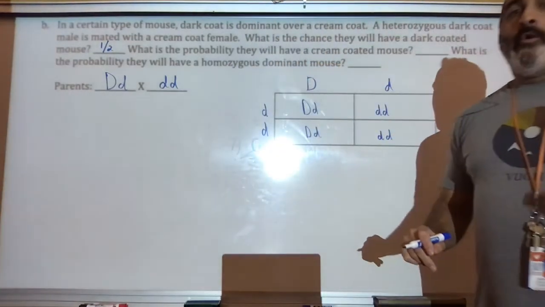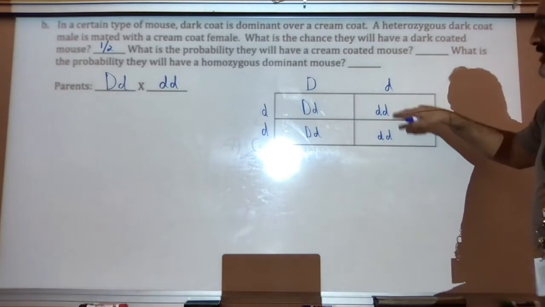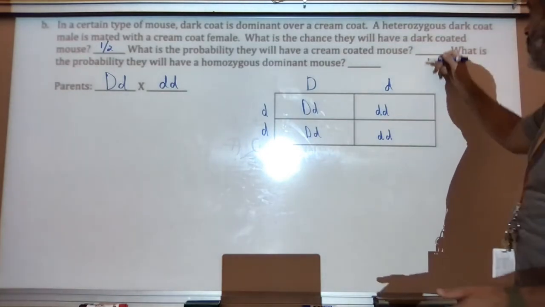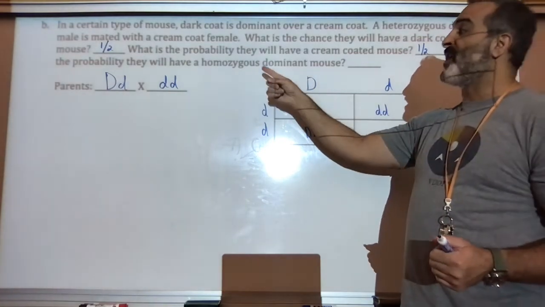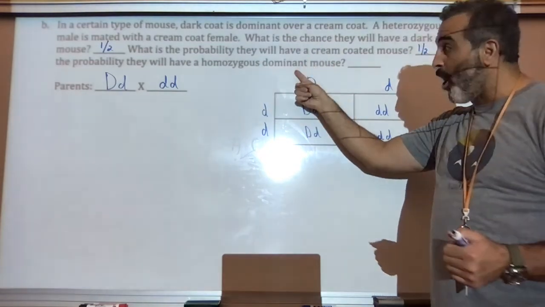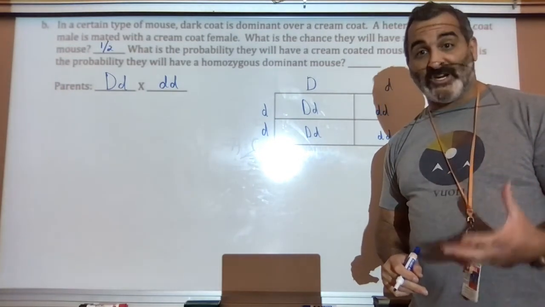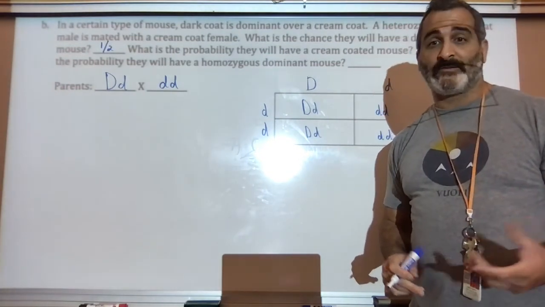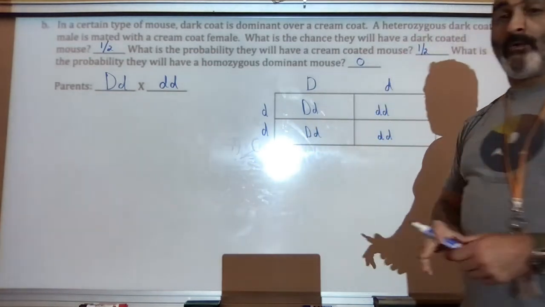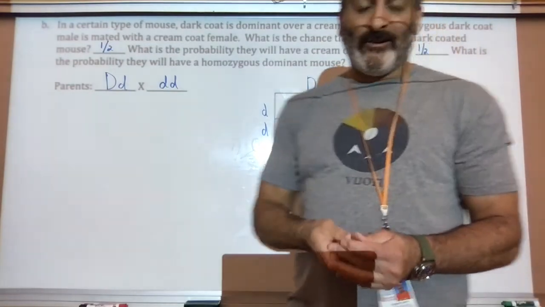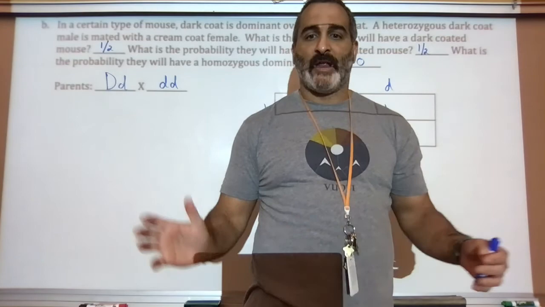What is the probability they will have a cream-coated mouse? Oh, look, these two are cream. That's 2 out of 4, which is also 1/2. And last one, what is the probability they will have a homozygous dominant mouse? Homozygous dominant means both of your genes are capitals or uppercase letters. We don't have any of those, so that answer will be 0. All right, that concludes the sample problems for the simple monohybrid genetics crosses.